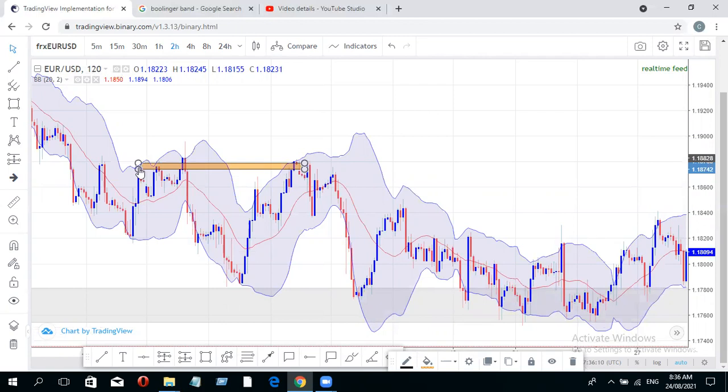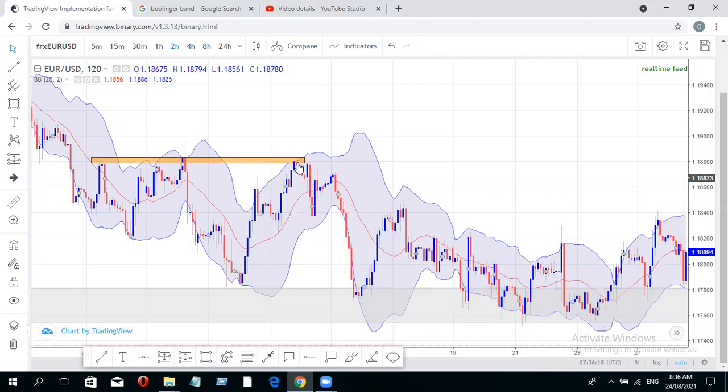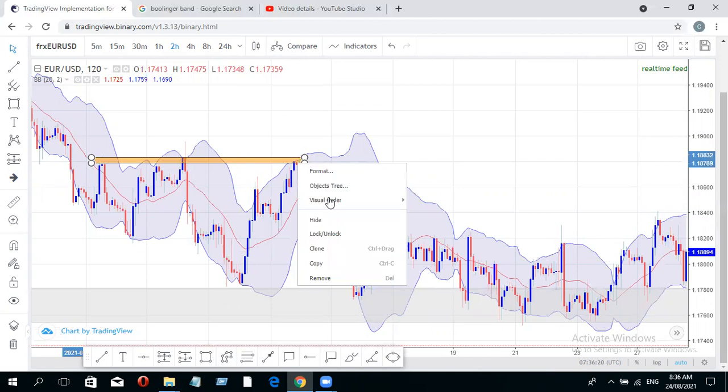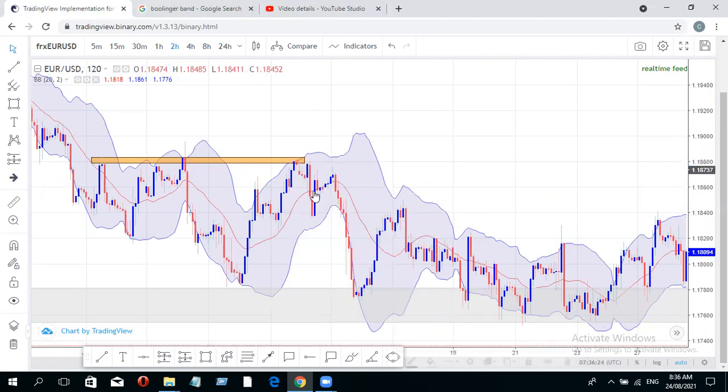If you extend this to this part, right? You can see that it was at the upper Bollinger Band as well that this market came to. So it just came there and then it started selling down. So you can use the Bollinger Band in confluence with your resistance and your support, right?